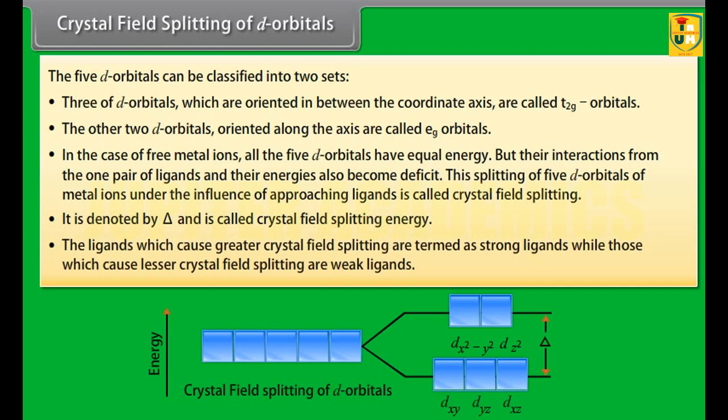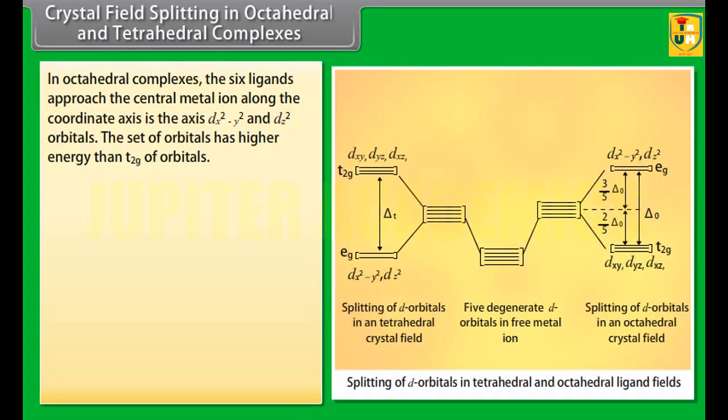The ligands which cause greater crystal field splitting are termed strong ligands, while those which cause lesser crystal field splitting are weak ligands. Crystal field splitting in octahedral and tetrahedral complexes. In octahedral complexes, the 6 ligands approach the central metal ion along the coordinate axes, that is the axes of dx2-y2 and dz2 orbitals. This set of orbitals has higher energy than the T2g set of orbitals.